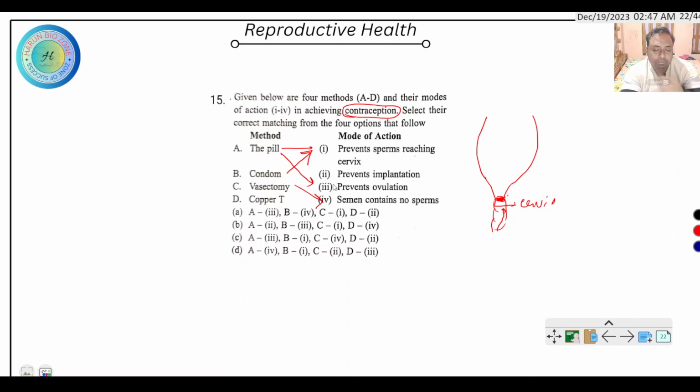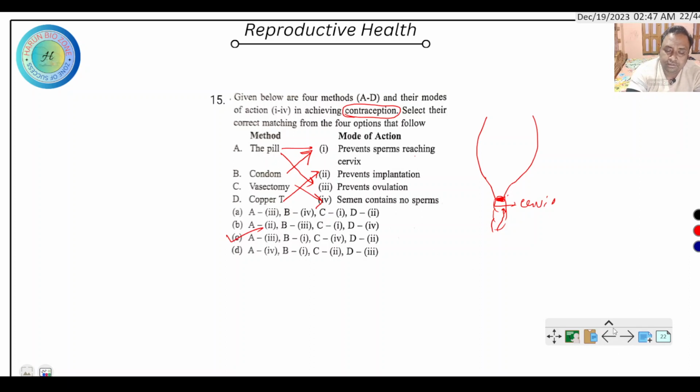Vasectomy means cutting the vas deferens. If the vas deferens is cut, sperm are produced in the testes, but do not move into the vas deferens. So only semen is produced by the seminal vesicle, prostate gland, and bulbourethral gland, and no sperm are found in semen. And 4, Copper T. What is the function of Copper T? Copper T prevents implantation. The right answer is C.